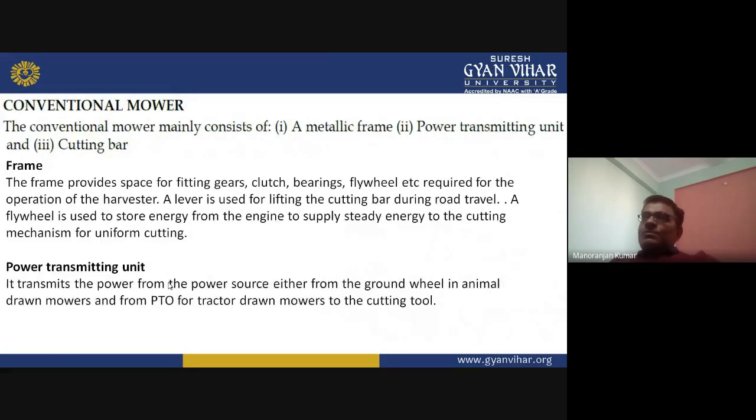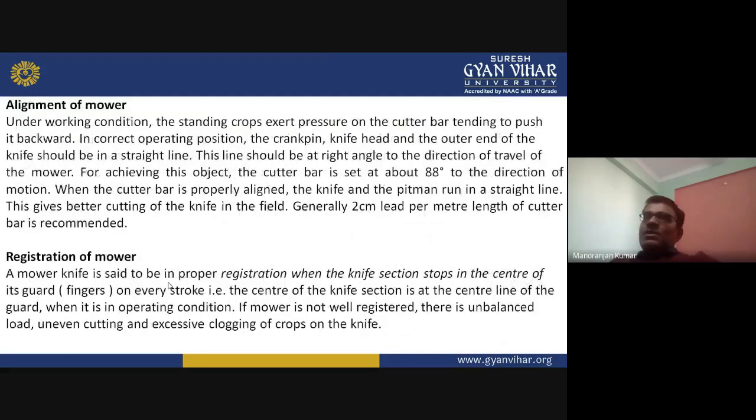Now, after the construction detail of this mower, we will see how the mower is aligned and how the mower is registered. So first is alignment of the mower. Under working condition, the standing crop exerts pressure on the cutter bar, tending to push it backward. In correct operating position, the crank pin, knife head, and the outer end of the knife should be in a straight line. This line should be at right angle to the direction of travel of the mower.